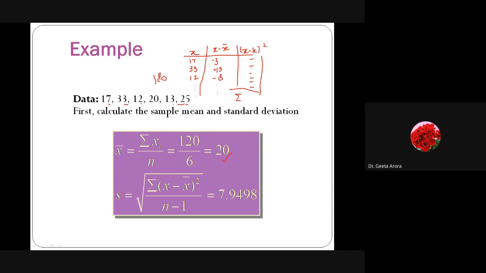Whenever we have to calculate the mean, we sum all the values and divide by the total number of values. For the standard deviation, it is the summation of (x minus x bar) whole squared, divided by n minus 1, and then take the square root. That gives you the value 7.9498.